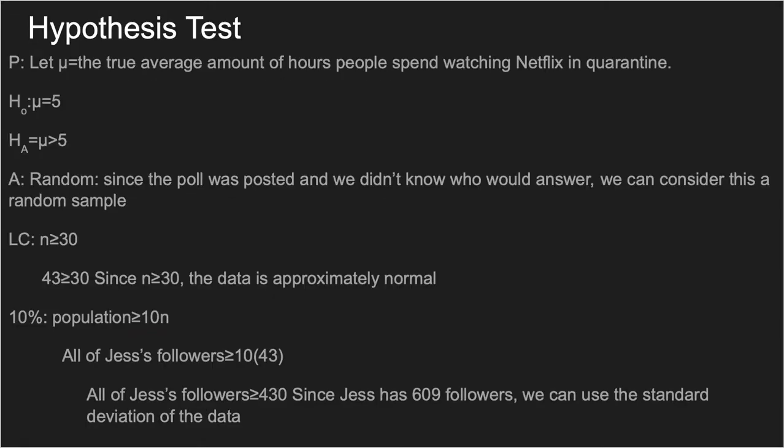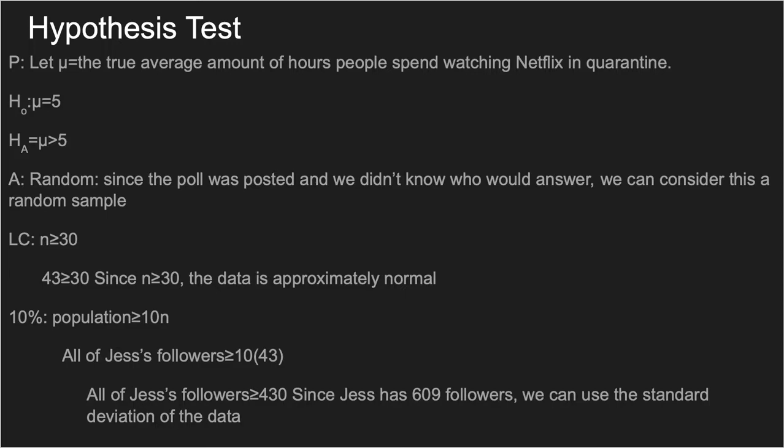For the hypothesis test, we use PHANTOMS. So for parameter, let mu equal the true average amount of hours people spend watching Netflix in quarantine. For the null, mu equals 5, and for the alternative, mu is greater than 5. For assumptions, random. Since the poll was posted and we didn't know who would answer, we can consider this a random sample. For large counts, n is greater than or equal to 30. 43 people responded, which is greater than or equal to 30. Since n is greater than or equal to 30, the data is approximately normal.